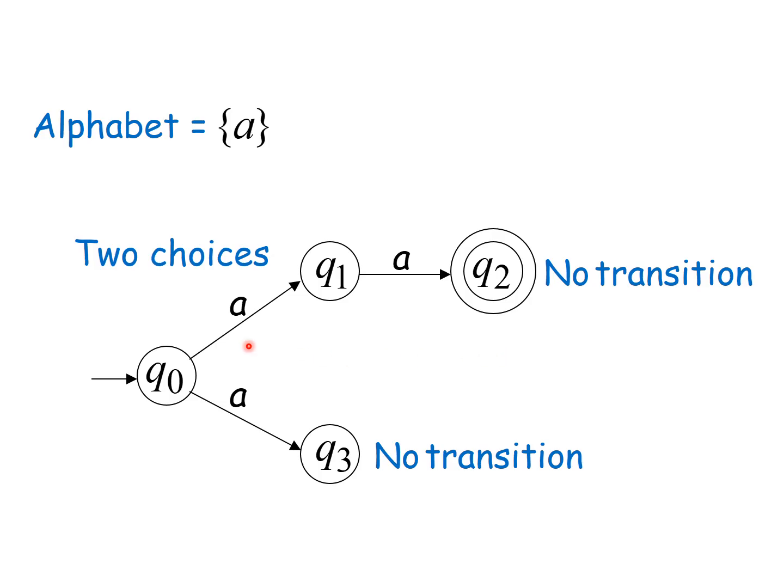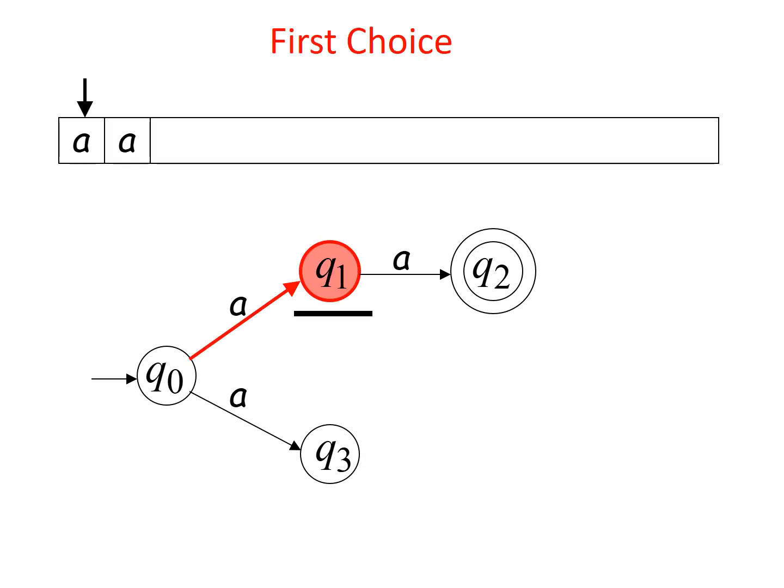If two A's are there, then it lands in the final state, and you can say it is accepted. If we have only one A, it will reach the q3, there is no transition, and you can say reject. Try to understand by taking some examples.